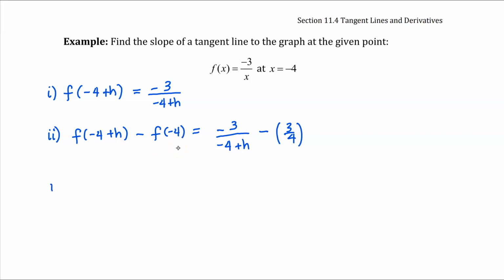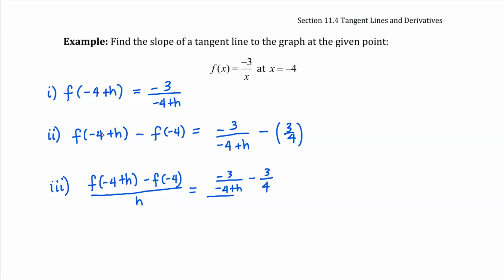Then next, you divide the expression here by h. So you have f of -4 plus h minus f of -4 divided by h. We have -3 over -4 plus h minus 3 over 4 divided by h. Now, next is to simplify this complex fraction here. So we combine the numerator as a single fraction.